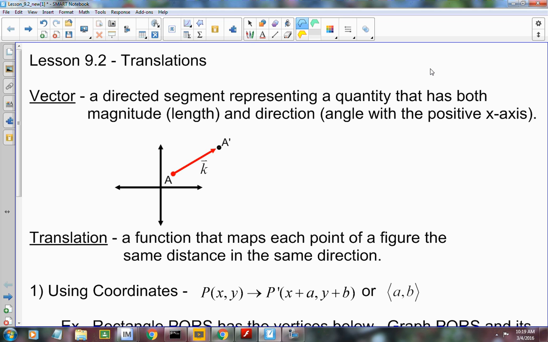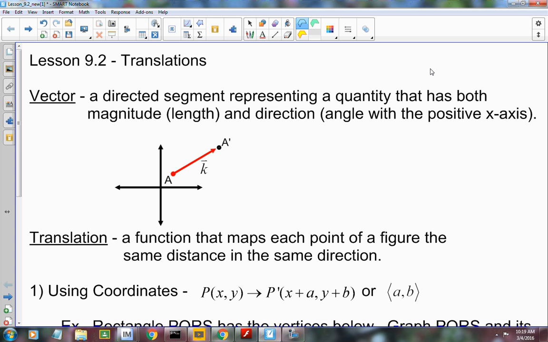Yesterday we talked about reflections, and today we're going to talk about translations. A translation is basically a slide that allows you to move a figure left, right, up, down. You actually move it through a vector, and a vector is a directed distance. It's like a ray, but a ray goes on indefinitely. A vector goes from point A to point A prime. It goes a certain distance in a certain direction.